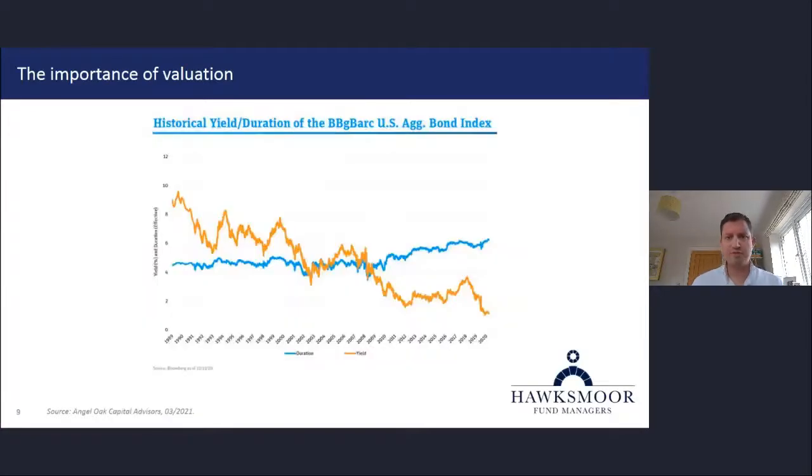But it's more than that. Here I've got a chart of the yield on a broad index of US bonds. That's the orange line there. So you can see, again, yields are falling towards zero. And I've also got a measure of risk. Here I've chosen duration, which is the blue line. Duration is a measure of risk. It's how prices of bonds react to changes in interest rates. And you can see that as these yields have fallen, the duration risk has increased. So it's not just the fact that these instruments are expensive, but they're also more risky.